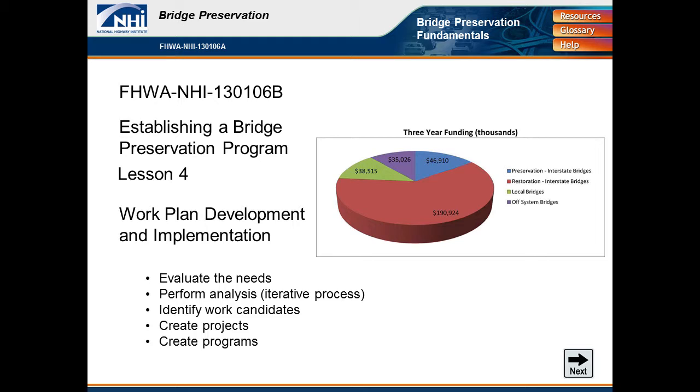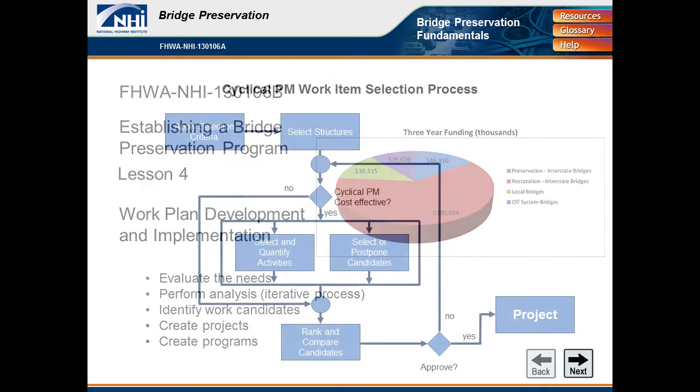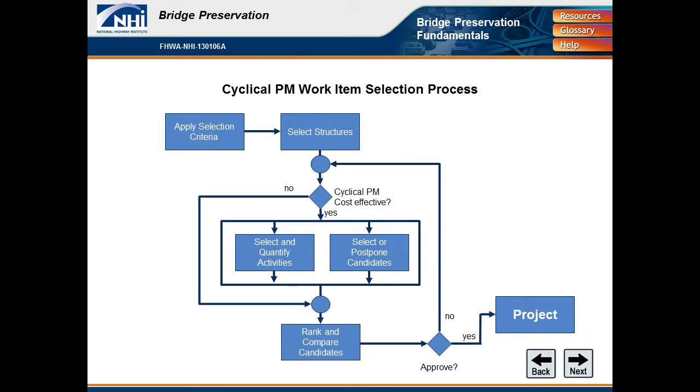Then we talk about establishing your bridge preservation work program, and generally that flows from your bridge inspection program. You evaluate your needs, you perform your analysis, you identify work candidates, and you create your projects and create your programs. It's an iterative process. We talk about the way that happens, and how the work flows.